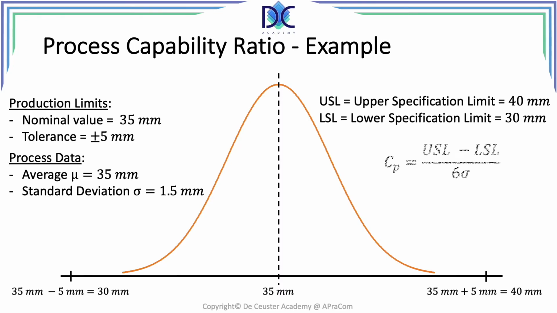When we put that in the formula, Cp is USL minus LSL divided by 6 sigma. We find that the Cp is 40 minus 30, which is 10, divided by 6 sigma, which is 1.5 times 6, which is 9. And we find that the Cp is larger than 1, it's 1.11. So the process capability ratio is larger than 1, which means that the process is capable.